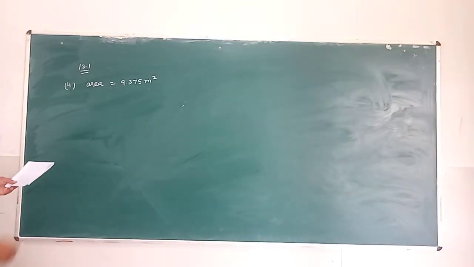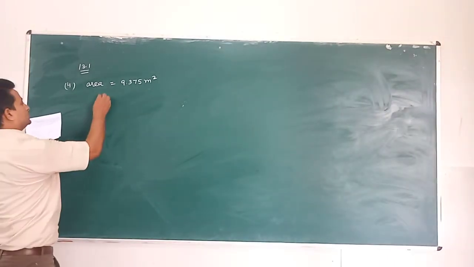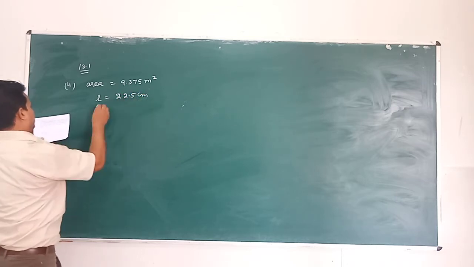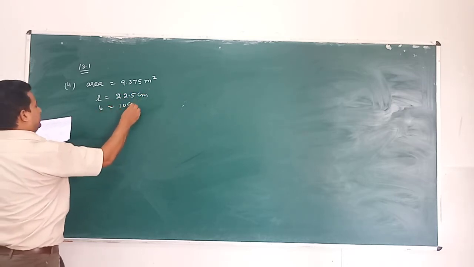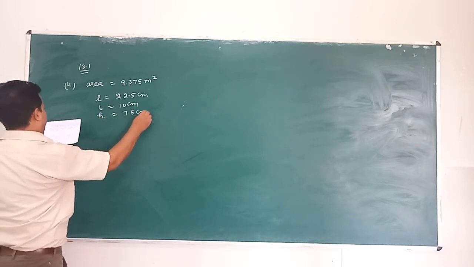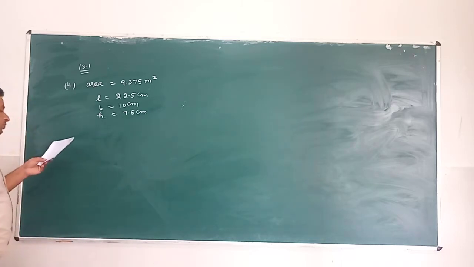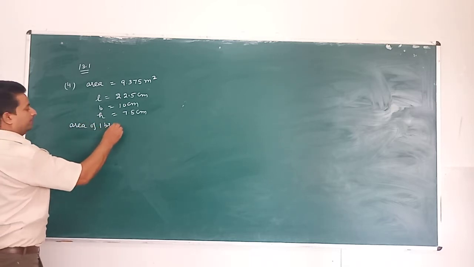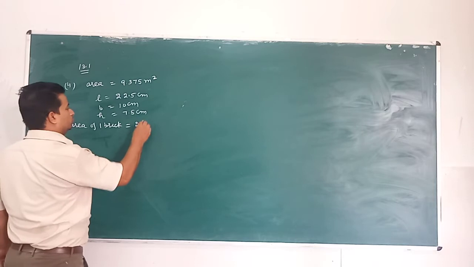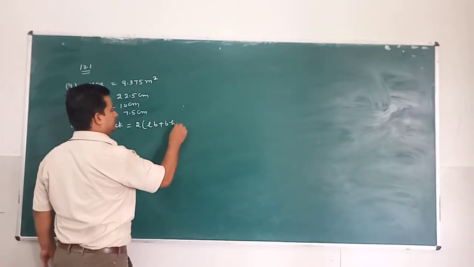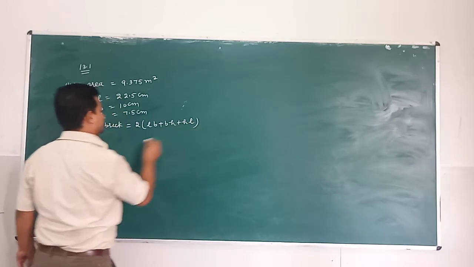So how many bricks of dimensions length 22.5 centimeter, breadth 10 centimeter and height 7.5 centimeter can be painted out of this container? First we find the area of one brick. This is the total surface area, 2 times LB plus BH plus HL.